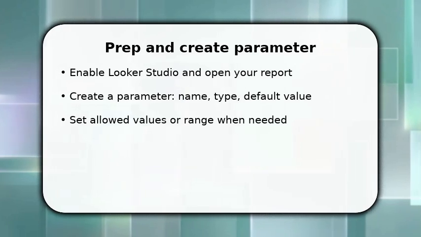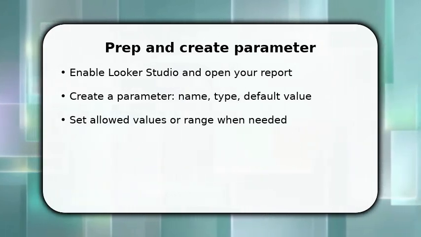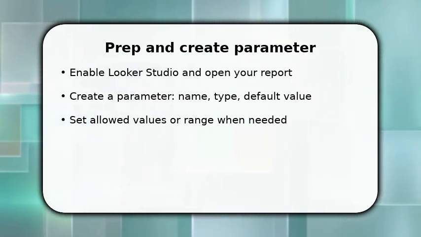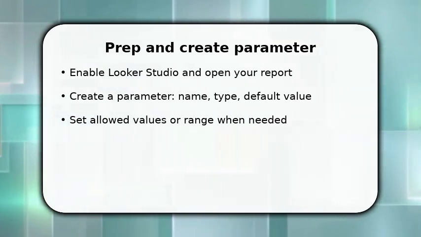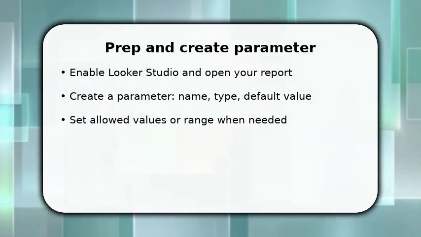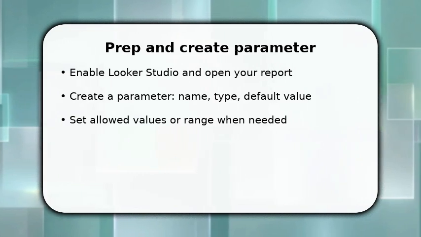Enjoy the video. You start by opening your report and immediately creating the parameter. This is the first actionable step. Give it a clear name, pick the right type, text, number, or Boolean, and set a sensible default. Once done, define allowed values or a numeric range if you need limits.